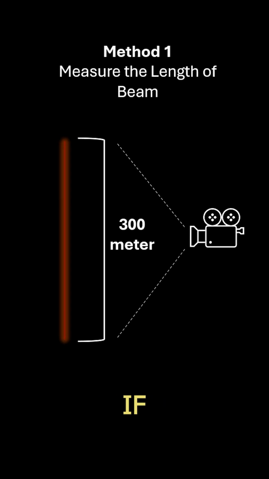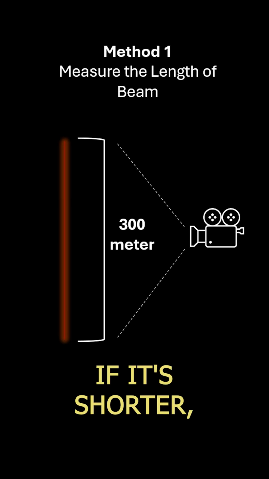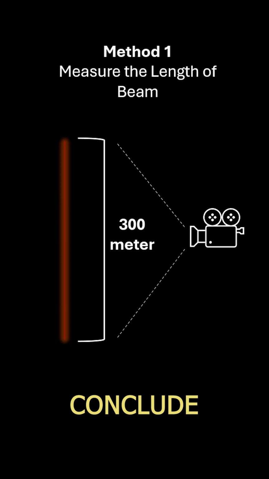If the length of the beam is longer, that means the speed of light in that direction is faster, and if it's shorter, we would be able to conclude that the speed of light in that direction is slower. Now, there are some limitations of method 1, such as that it can only work at night or in dark time. It can't be used in a vacuum because there won't be any particles which can be illuminated if they come in the path of the beam.